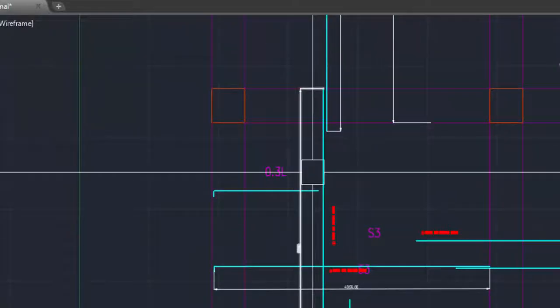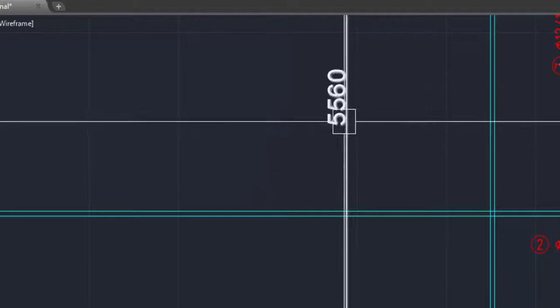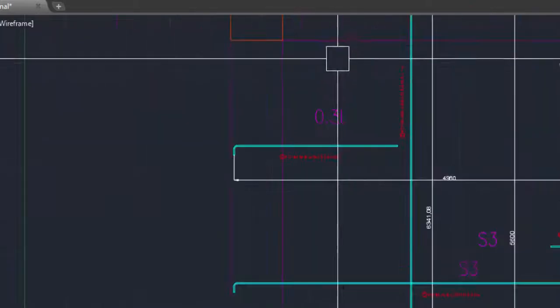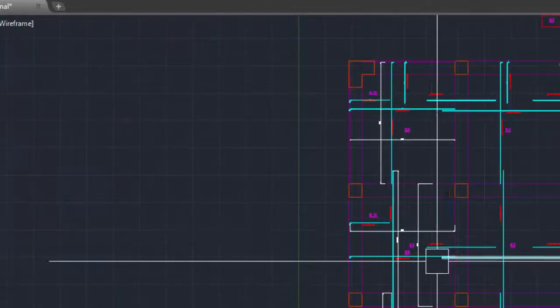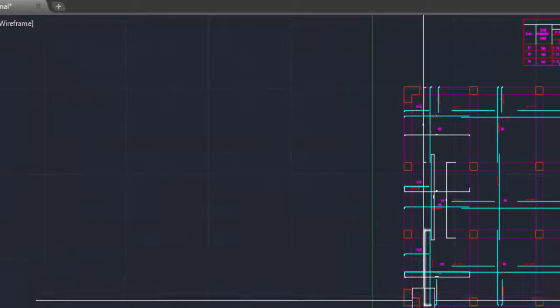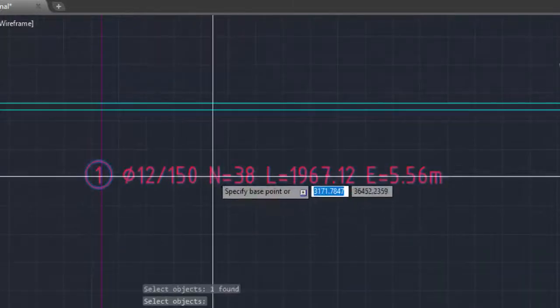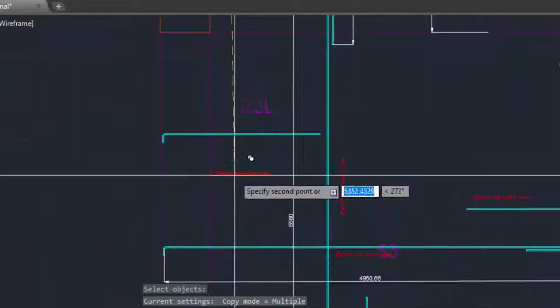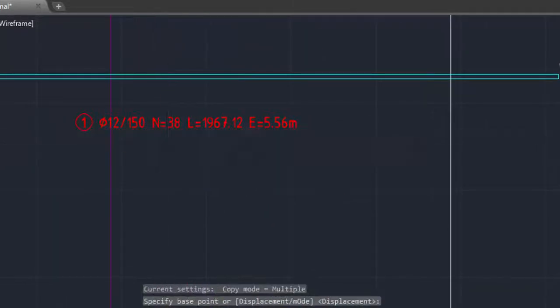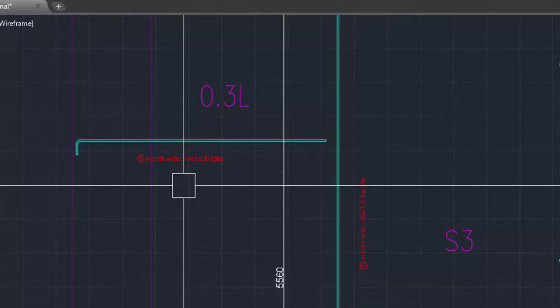Okay, so how do we know? First of all, I need to know this dimension 5.56 here, and if I see here it is 5.56, it means it is the same. So we can just copy this from here. Okay, so this automatically builds the estimate without making any mathematical calculations.